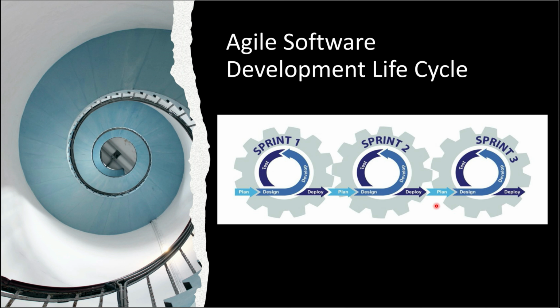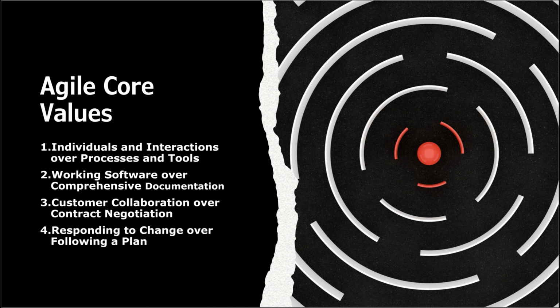Okay. Finally, we have iteration closure. Once this iteration closure happens, we finalize the documents and discuss the team performance, and we will plan for the next sprint. Next, we will talk about Agile core values.